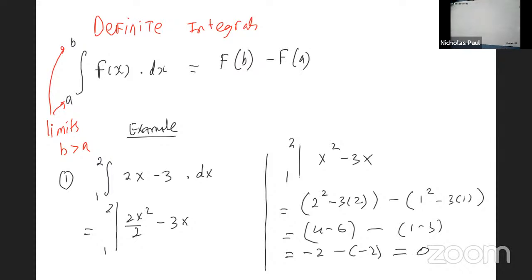But you see what I did? I integrate, I plug in 2, I work it out. Plug in 1, I work it out, then I minus the answers. Copy it down. So integrate like normal, then you plug in the higher value, then you plug in the lower value, then you work out the value.